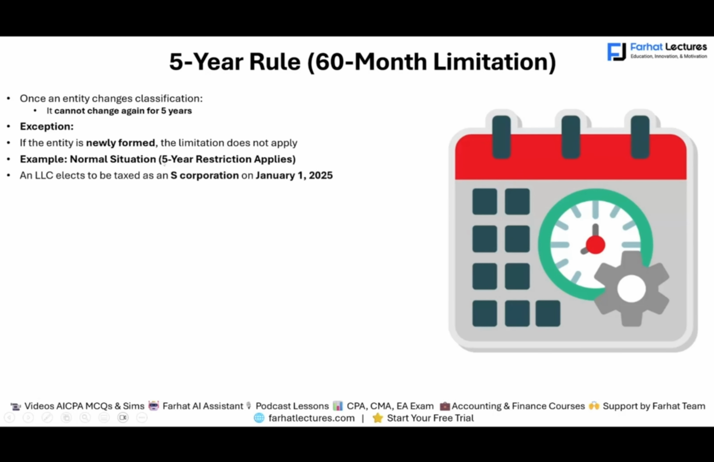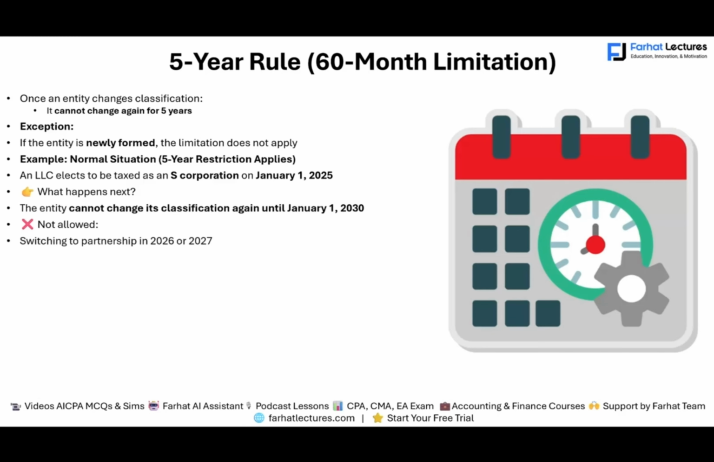An LLC elected to be taxed as an S corporation January 1st, 2025. Okay, great. What happened next? Well, the entity cannot change its classification again until January 1st, 2030. You're not allowed, for example, to switch to a partnership in 2026, 2027, 2028. That's not allowed. What's allowed is, after the 5-year period, then you are allowed to do so.